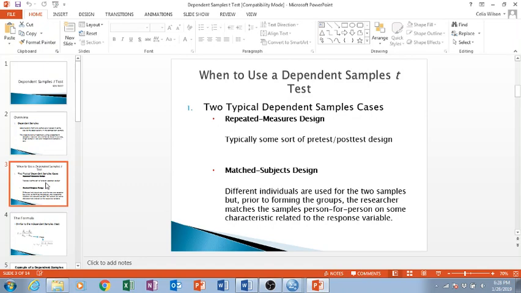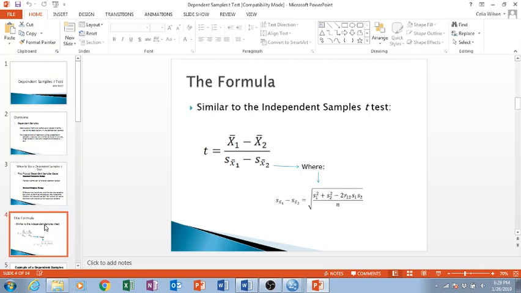Occasionally, you'll see the second type, the matched subjects design. This happens when you, as the researcher, have worked very hard to match your two samples to where it's almost as if you were using the same people on both occasions because your participants are so closely matched. But again, we almost always see this as a repeated measures or pre-test, post-test design. I'll show you the formula, but you know that we won't be calculating it by hand. We will move over to the data analysis software, SPSS.